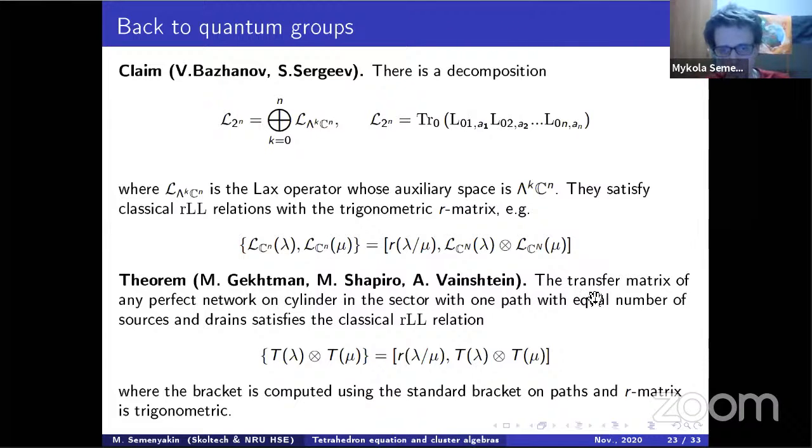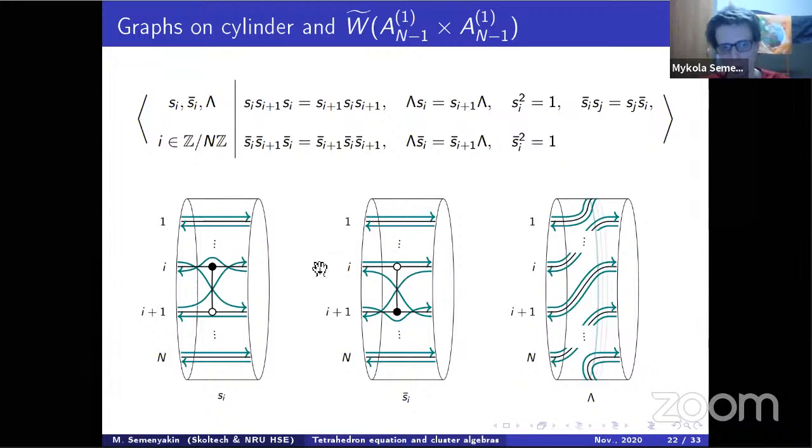And they proved that if you take the transfer matrix of any perfect network of paths on a cylinder, in the sector with one path, with an equal number of sources and drains (the network has to contain an equal number of sources and drains), this transfer matrix satisfies the classical Yang-Baxter equation, also with a spectral parameter. And this spectral parameter comes in the way which I said.